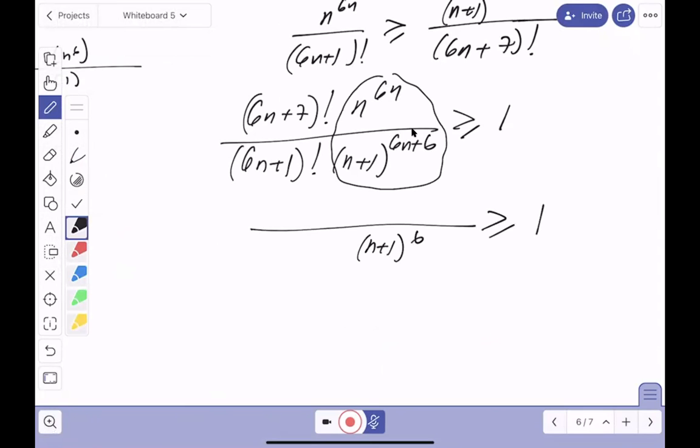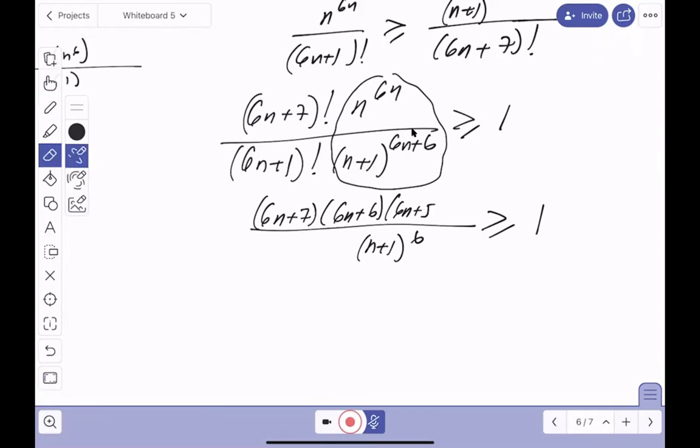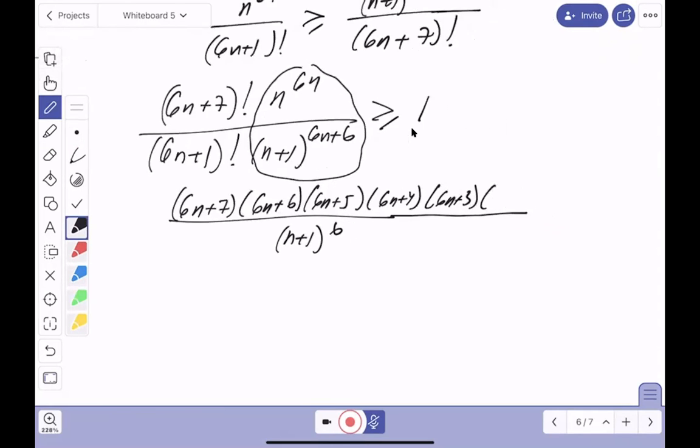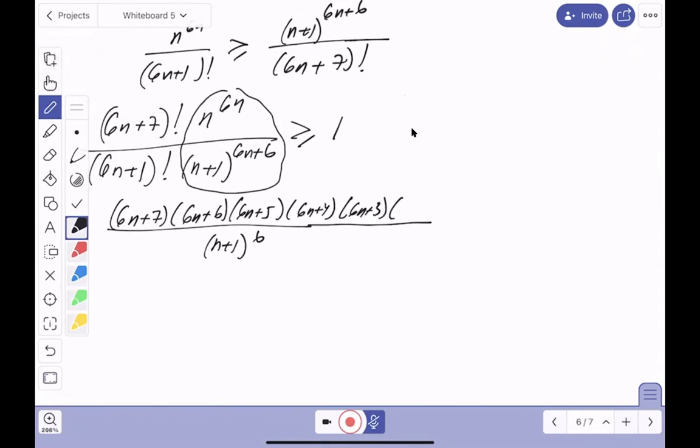Okay, I've got trouble now. I'll tell you what the trouble is going to be. I have to write it down, which can be 6n plus 7, 6n plus 6, 6n plus 5. Oh, I've got to get my eraser out because I think I can't fit that all in there. I'll get there. 6n plus 4, 6n plus 3. And you can see how painful this is, right? And I've got to get down to 6n plus 2.